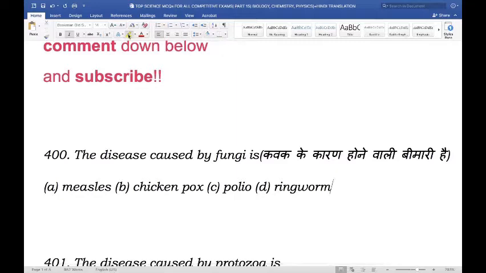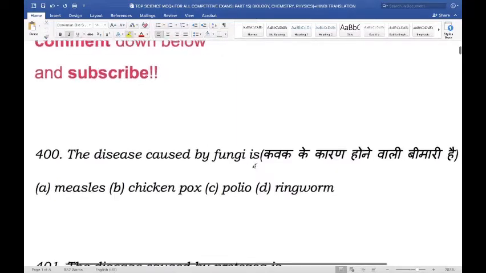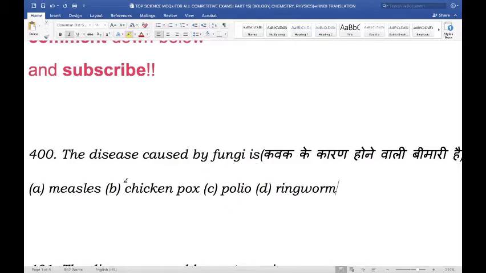The first question. The disease caused by fungi is, so out of these options, which is caused by fungi? Is it measles, chickenpox, polio, or ringworm? And the right answer here is ringworm. Ringworm is caused by a type of fungus that eats keratin. These are called dermatophytes. Dermatophytes attack the skin, scalp, hair, and nails because those are the only parts of the body with enough keratin to attract them. Dermatophytes are microscopic spores that can survive on the surface of the skin for months.